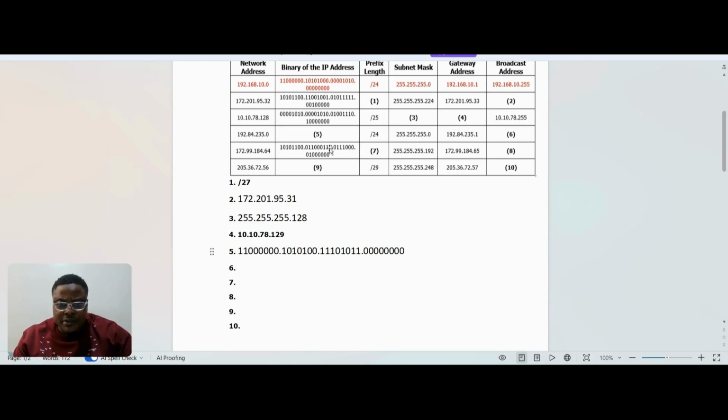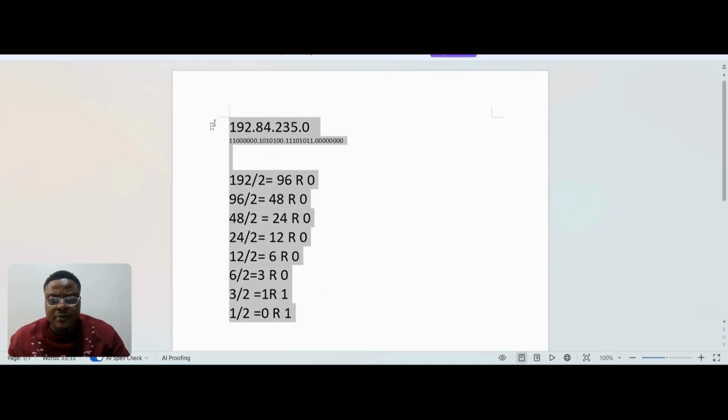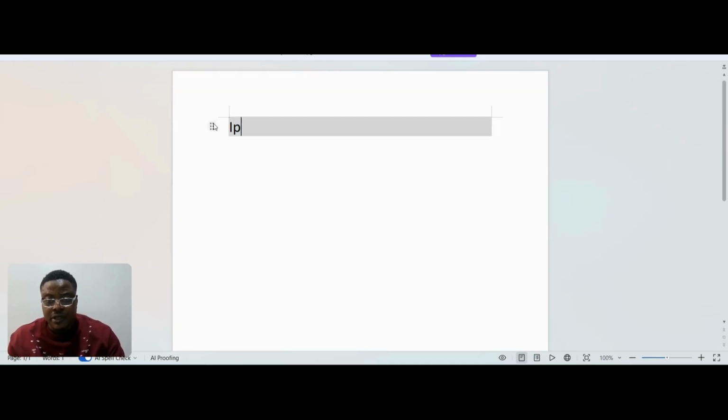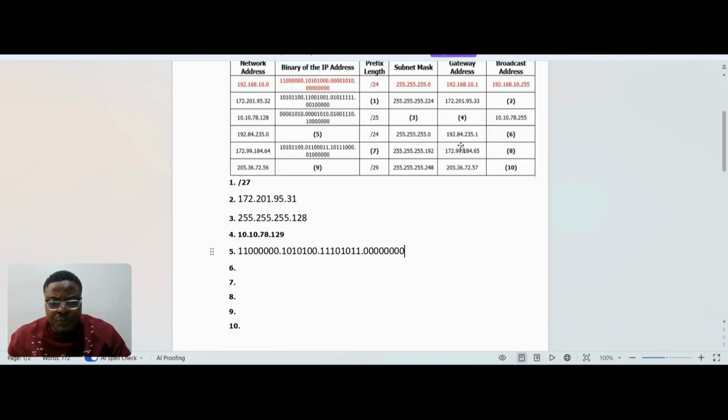Okay, then number 6. To get the broadcast address of the IP address 192.84.235.0, let me bring it down here. IP address 192.84.235.